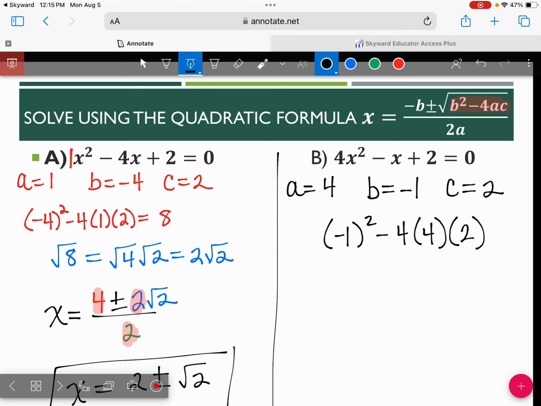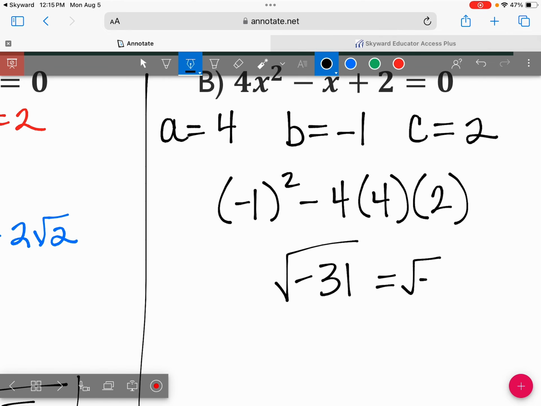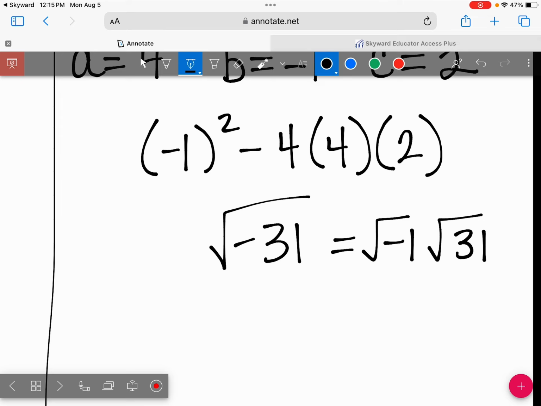So let's see, 1 minus 32, 31, -31. Who got -31? All right, so now we have a negative underneath a square root. So we're going to start talking about this soon, but does anybody remember what you have to do when there's a negative? Yeah, you have to separate it. You cannot take the square root of -31. So we have to break that apart to -1 times the square root of 31. And the square root of -1 is i. So that is my discriminant.